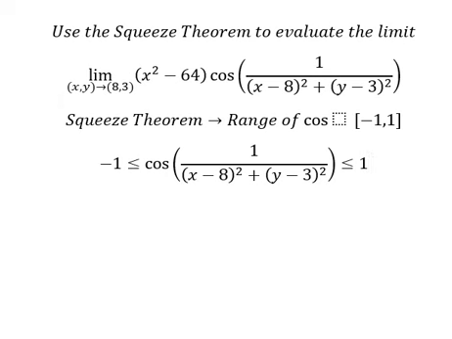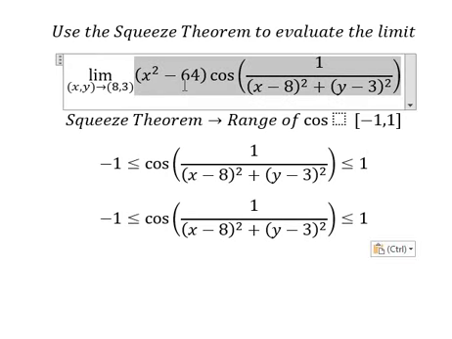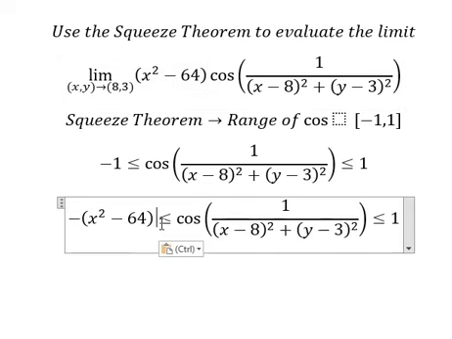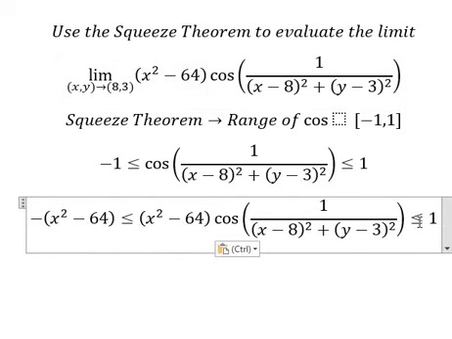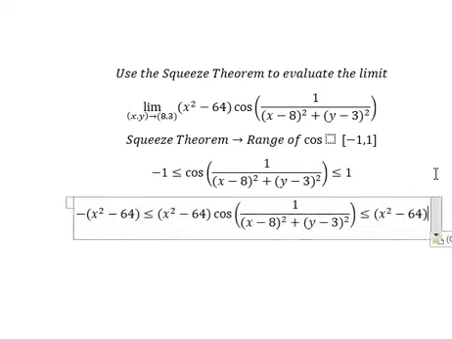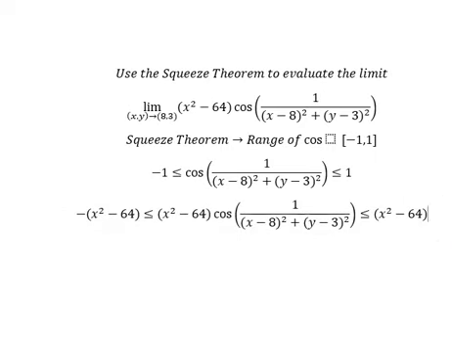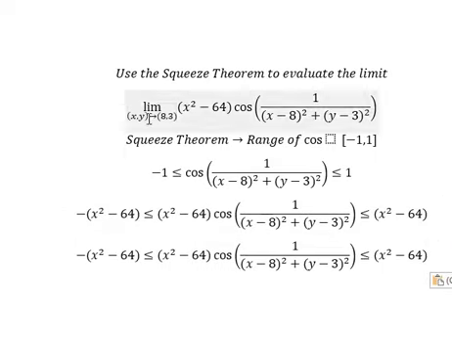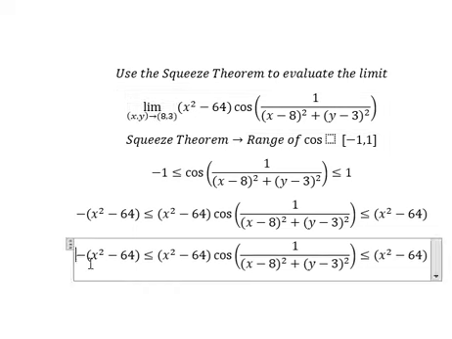The next step, we multiply both sides by this one. Next, we put the limit for both sides.